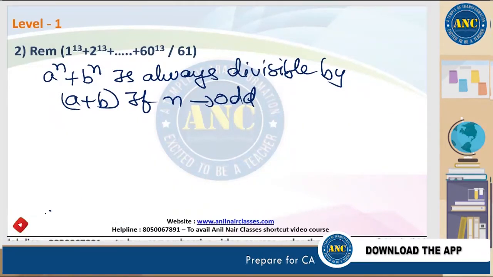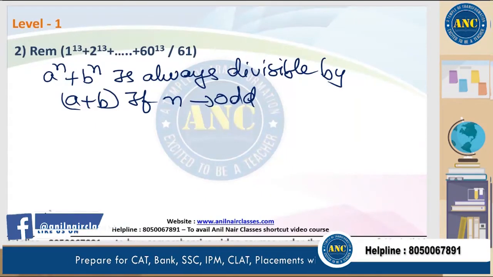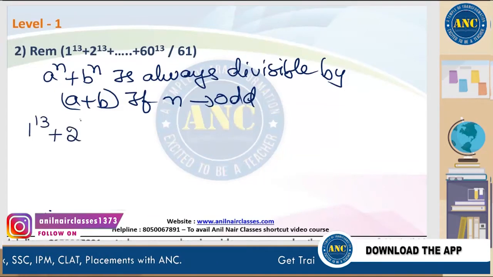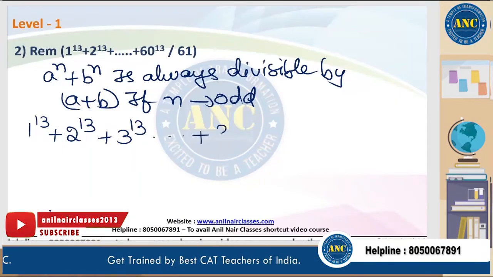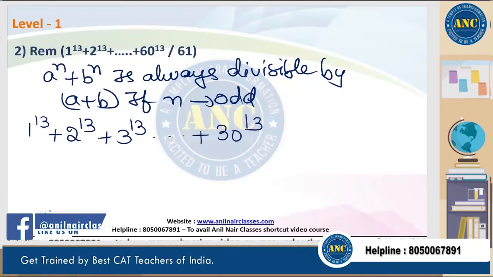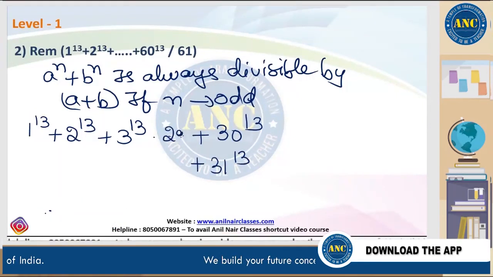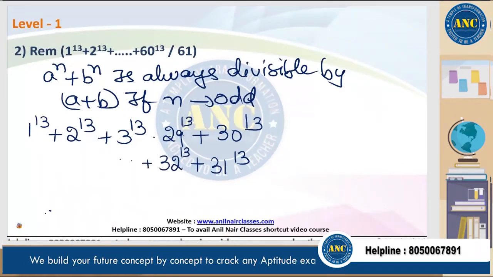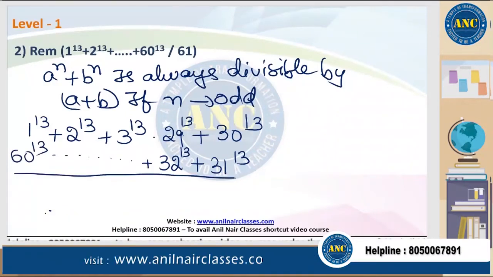A cube plus b cube is a plus b into a square minus ab plus b square. So by using this concept, the question is 1 power 13, 2 power 13, 3 power 13 and so on. Let me write like this: 30 power 13, 31 power 13. Here it is 29 power 13, here it is 32 power 13 and so on up to 60 power 13. Now if you write like this, you will come to know what is happening.